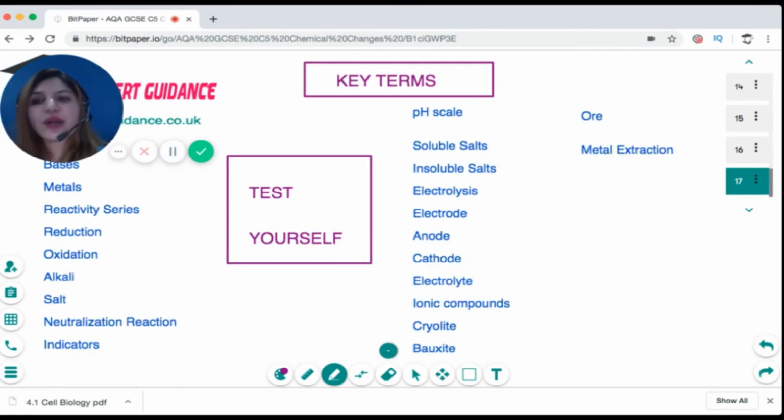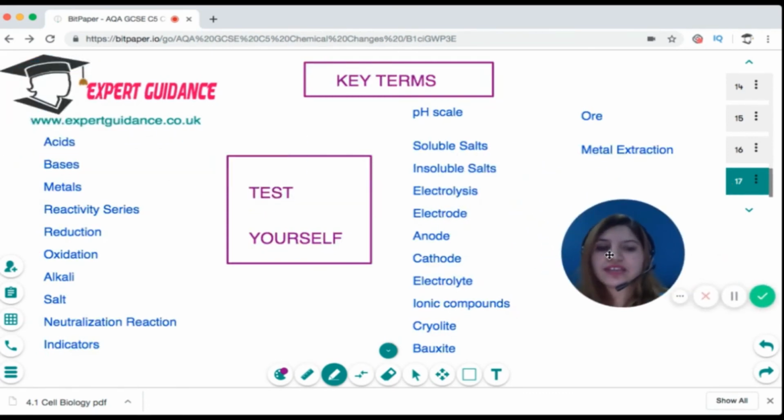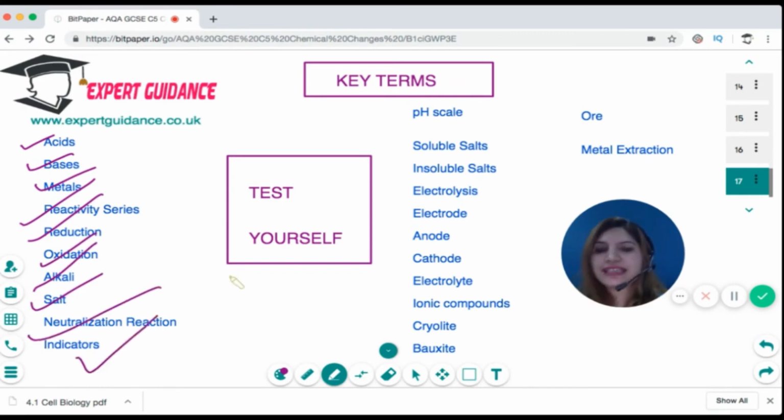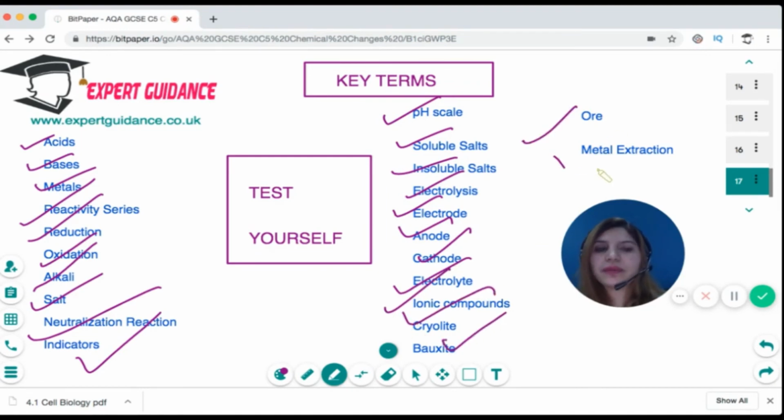Now let us look at the key terms. So this is the time to test yourself. Pause the video and write these key terms that we have discussed in this video. So we have seen what are acids, bases, metals, reactivity series, reduction, oxidation, alkali, salt, neutralization reaction, indicators, pH scale, soluble salts, insoluble salts, electrolysis, electrodes, anode, cathode, electrolyte, ionic compounds, cryolite, bauxite, ore and metal extraction. Pause this video, have a go at these answers, and I hope you should be able to answer all of them. Okay, so as for my always advice, what's the next step?